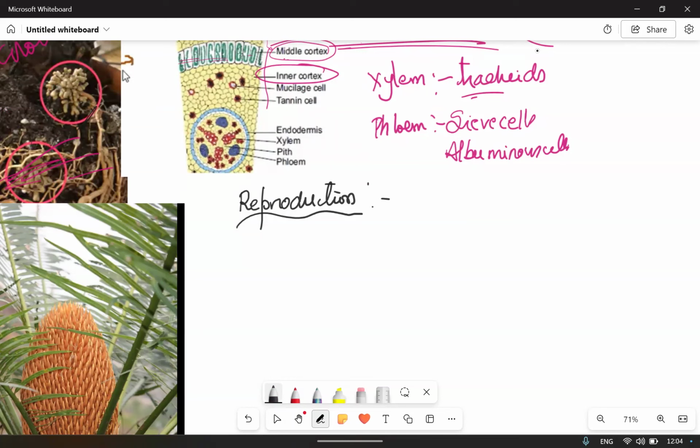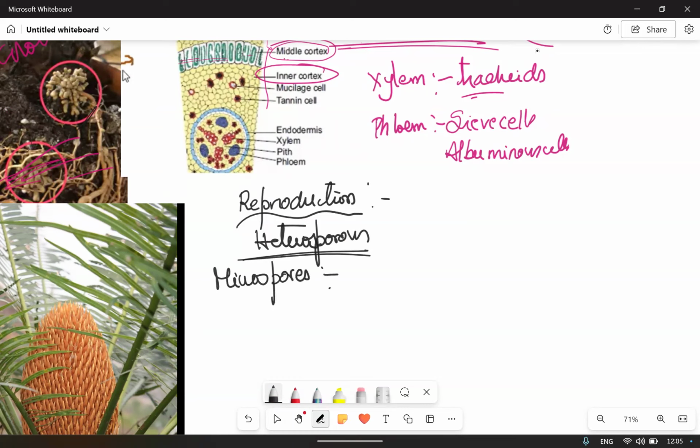Okay. What are the examples for pteridophytes having different kinds of spores? Selaginella and Salvinia. Here, all are heterosporous. Two kinds of spores we can see. What are these two kinds of spores? Microspores.